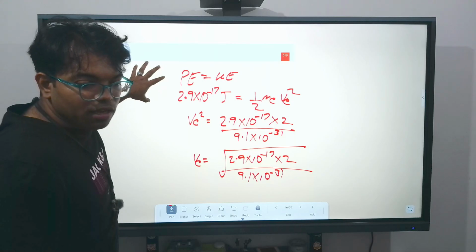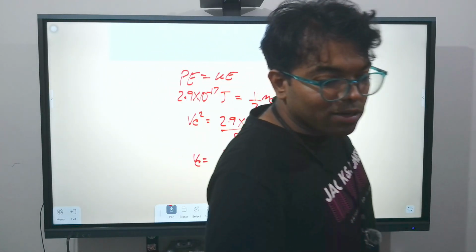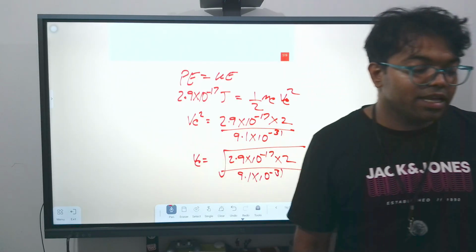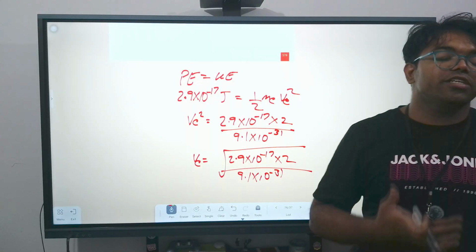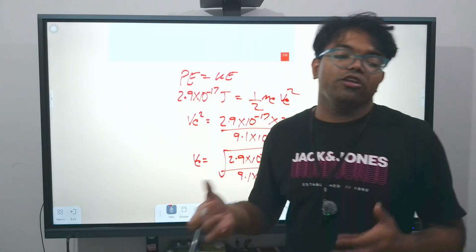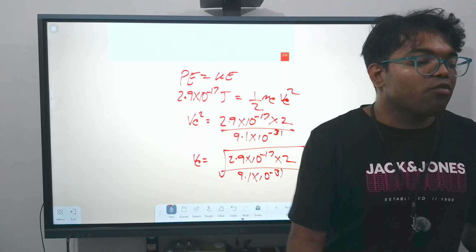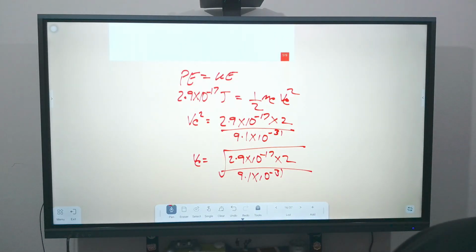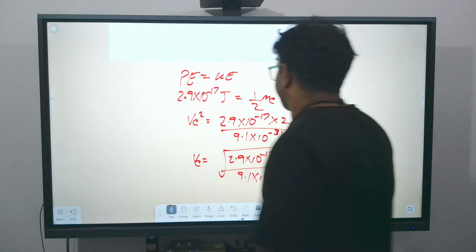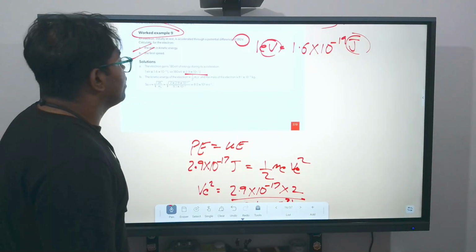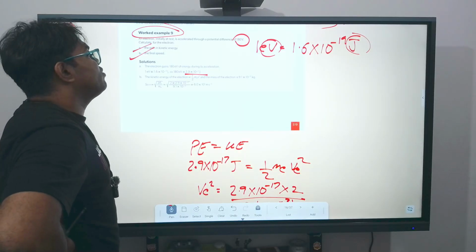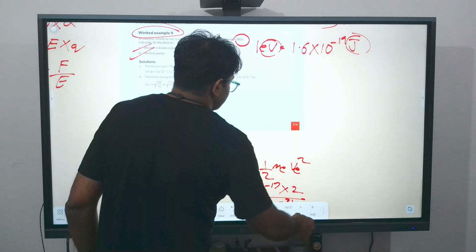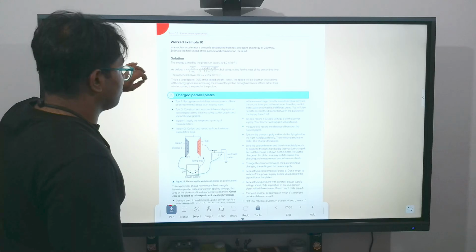Do you understand the logic? First things first, what did we do? We calculated the potential energy gained. And then we said that whatever potential energy this particle gained is going to be used as kinetic energy for the move outwards. Clear? Now v becomes equal to 8 × 10^6 meters per second. That's a large velocity.